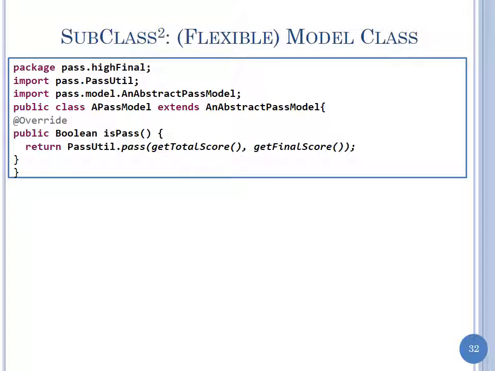Another class takes get total score and get final score and passes them to pass util. Again, I don't repeat the code there. So now I have two different classes implementing the same interface. This is what I'm getting by doing all this work: the same interface implemented by two different classes, which allows us to choose what we want.